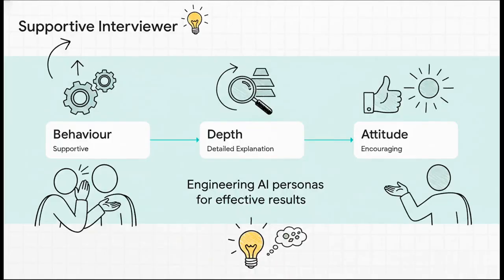Okay, now let's flip the script completely. Let's build persona 2, the supportive interviewer. We'll run it through the formula again. Behavior, let's go with supportive. Depth, this time we want all the details, so detailed explanation. And for attitude, we'll make it encouraging.